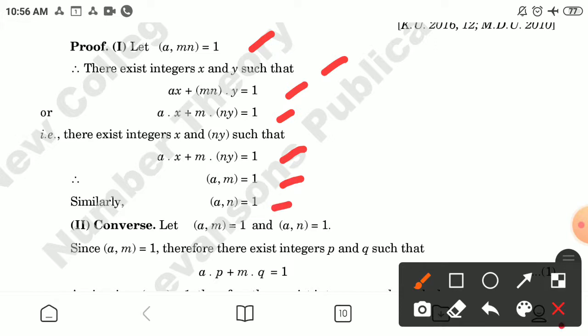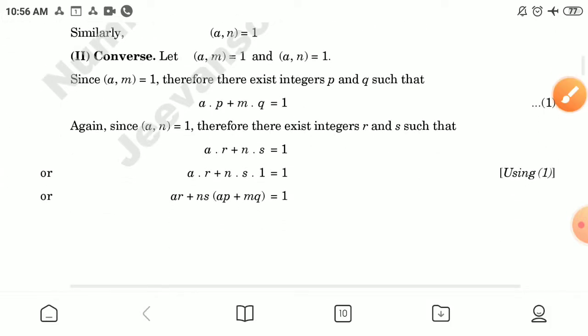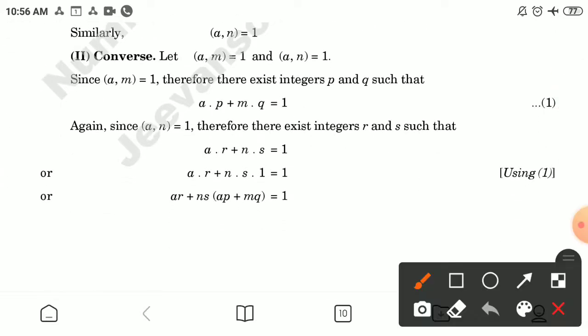Now the converse part. Let the greatest common divisor of a and m equal 1 and the greatest common divisor of a and n equal 1. Since the greatest common divisor of a and m equals 1, there exist integers p and q such that we can write ap + mq = 1, marking this as number 1.